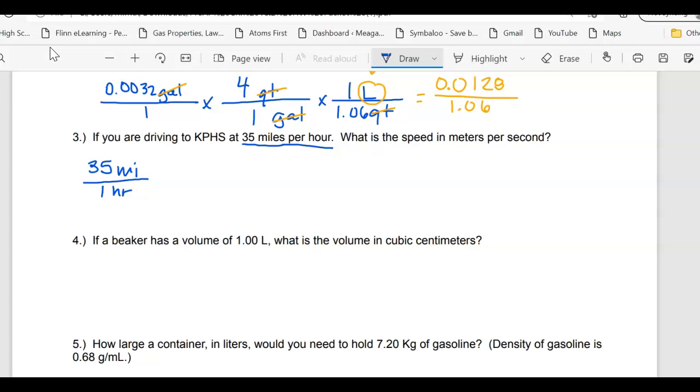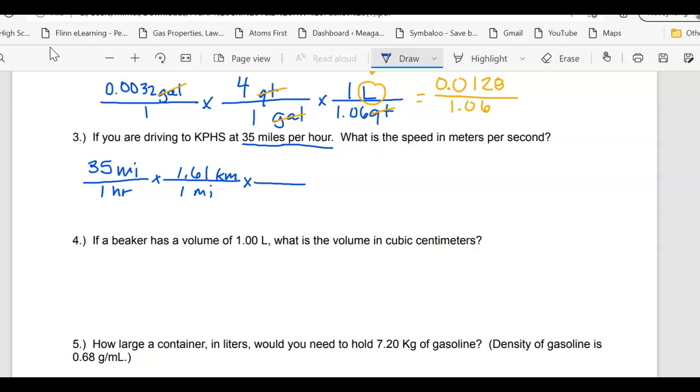Now, like I said, in just a few minutes, I'm going to show you a different way to set it up, and you can kind of pick what works best for you. But let me show you this way first, okay? So the first thing I'm going to do is take care of the fact that I've got distance. So I like taking care of distance first. So I'm going to use the conversion factor that 1 mile is equal to 1.61 kilometers.